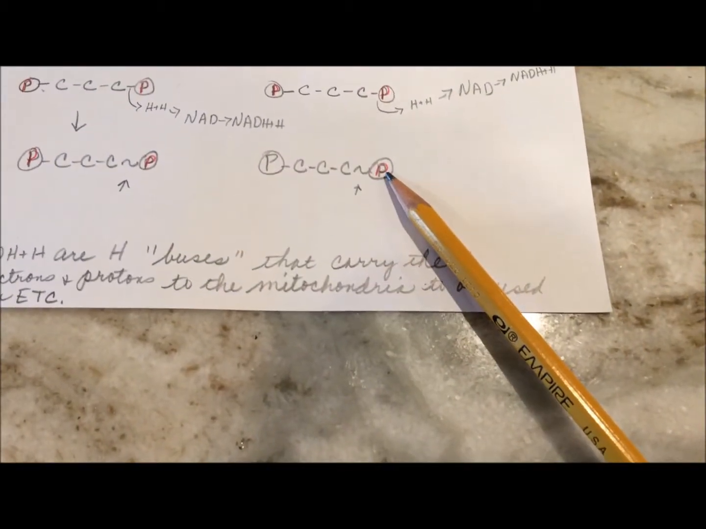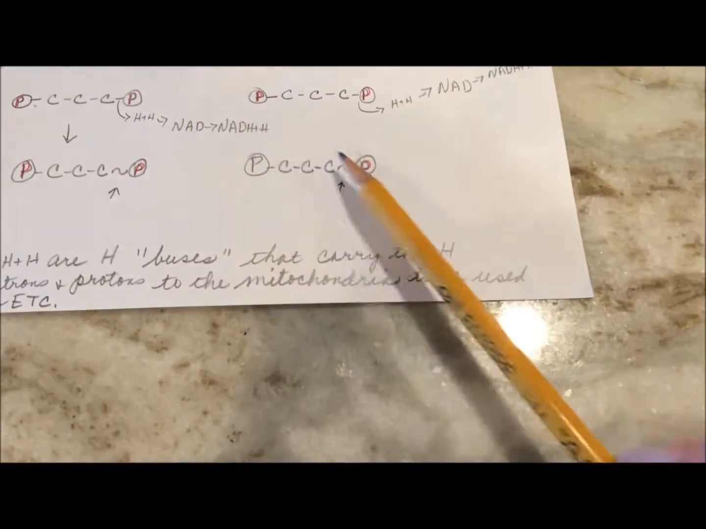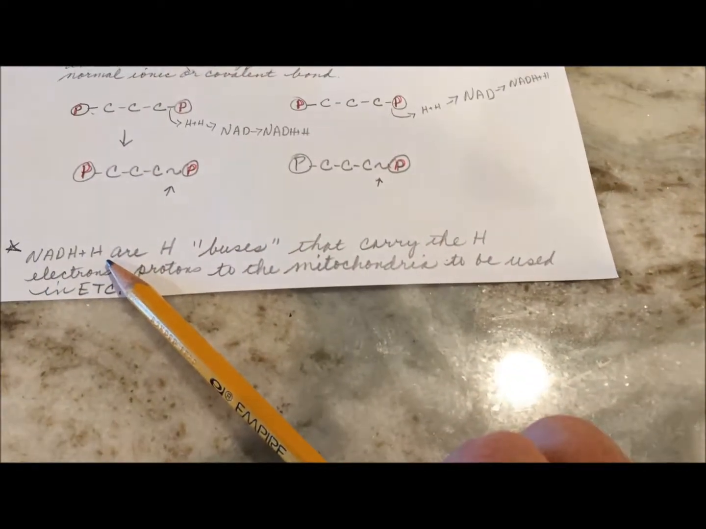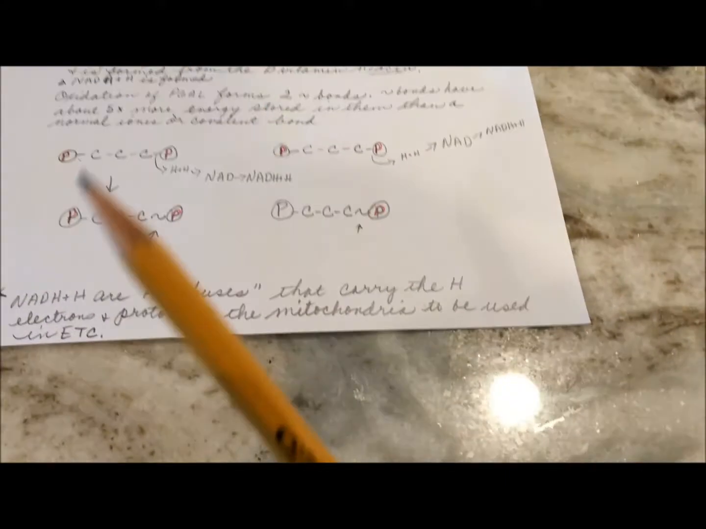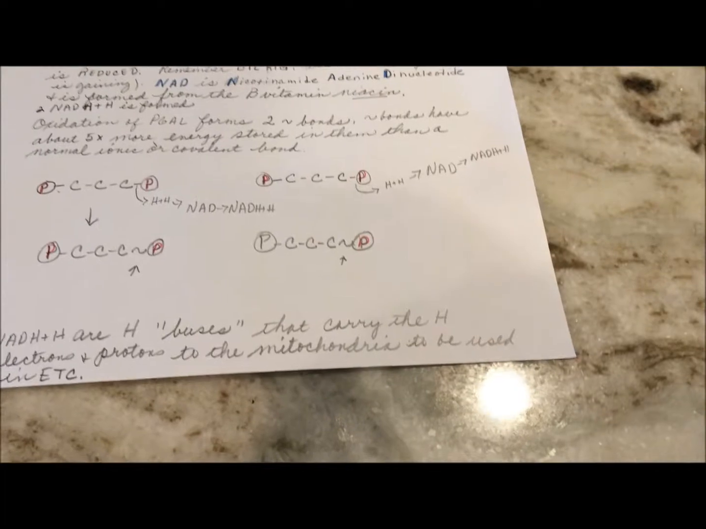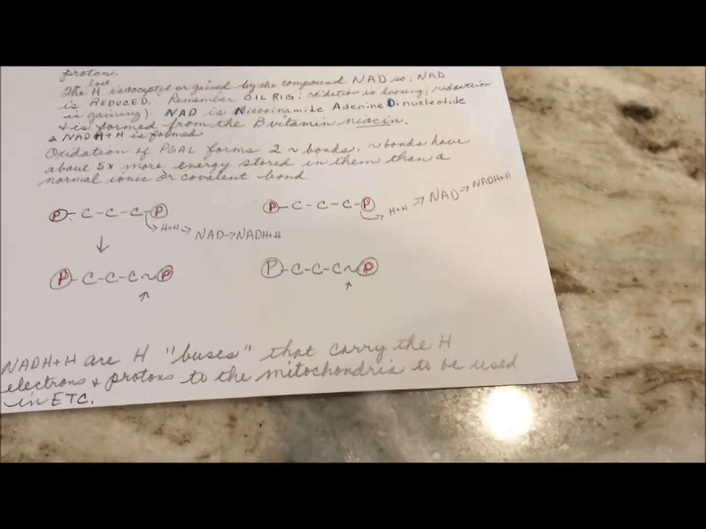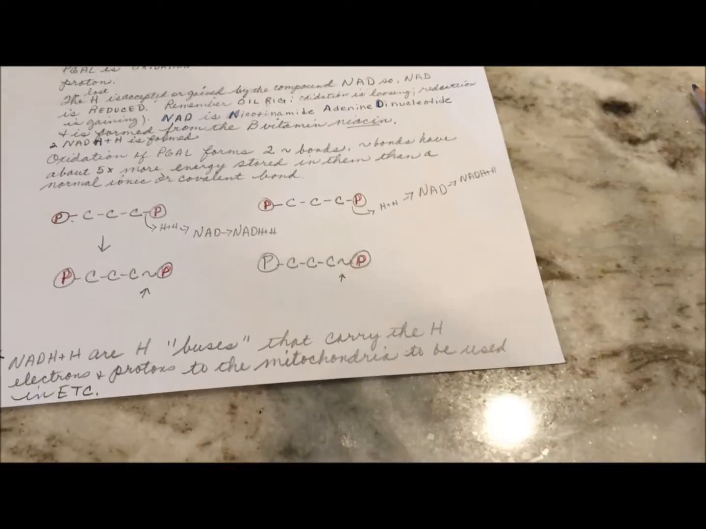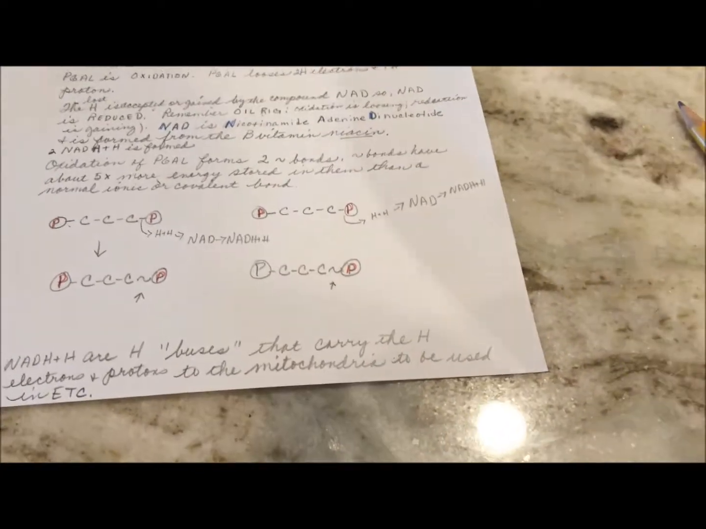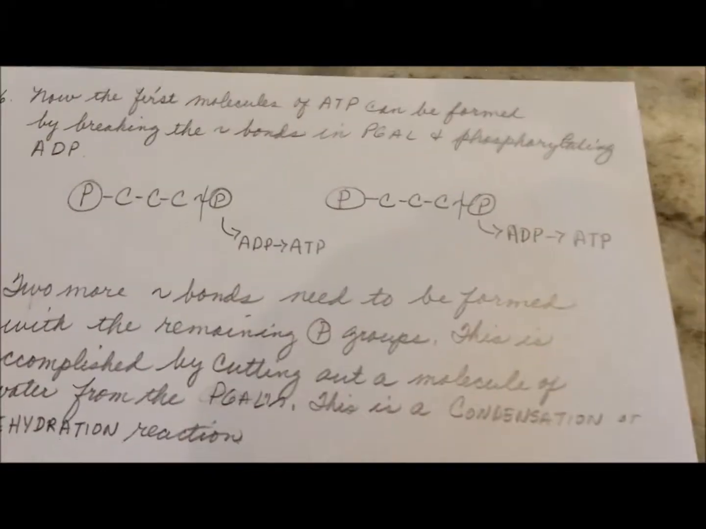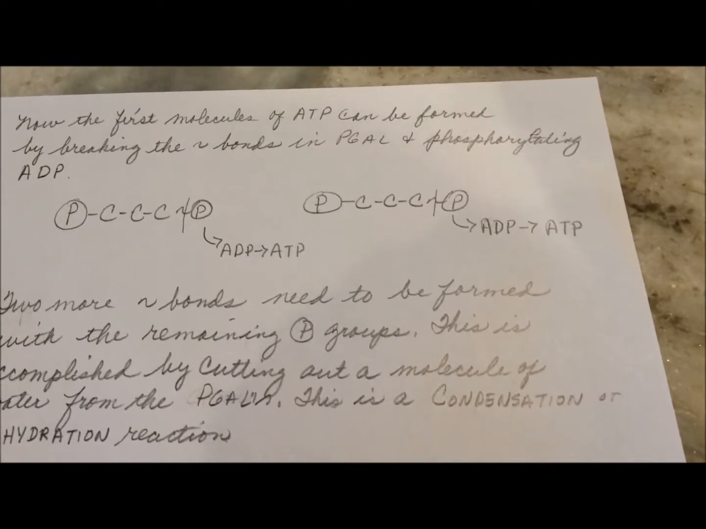That oxidation-reduction reaction produces 2 high-energy bonds. And we've got NADH plus H buses, which are carrying that hydrogen to ETC. ETC stands for electron transport chain, and what it's transporting are these hydrogen electrons. Okay, if we go to step 6, now we're ready to make our first 2 molecules of ATP.